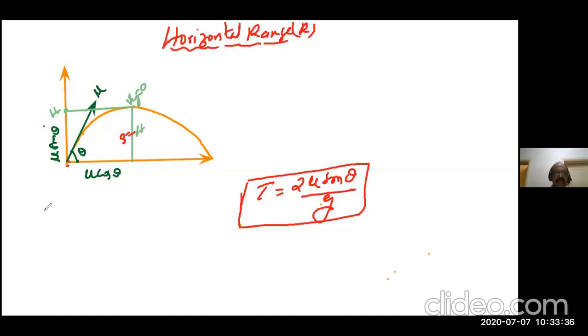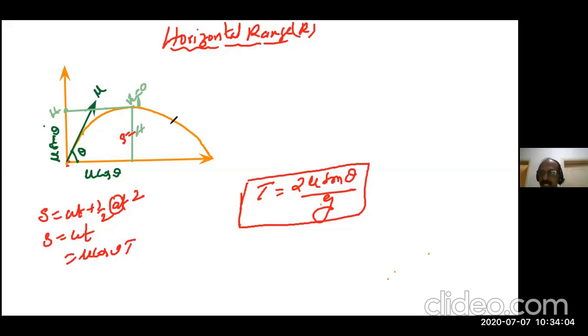For example, if you are writing the general formula, S is equal to ut plus half at squared. Horizontal motion acceleration is 0, provided friction of air is neglected. Then we get only S is equal to u into t. Your u is nothing but u cos theta, into t, time of flight. Throughout the flight, it keeps moving. Is it clear? Yes, sir.